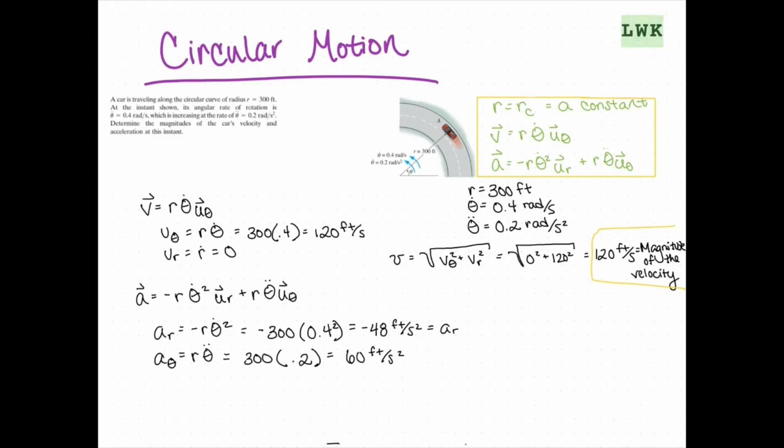So the magnitude of the acceleration is going to be the same as above. We're going to say a equals the square root of our r component squared plus our theta component squared. So that'll be 48 squared plus 60 squared, which will give us a value of 76.8 feet per second squared, which is the magnitude of the acceleration.